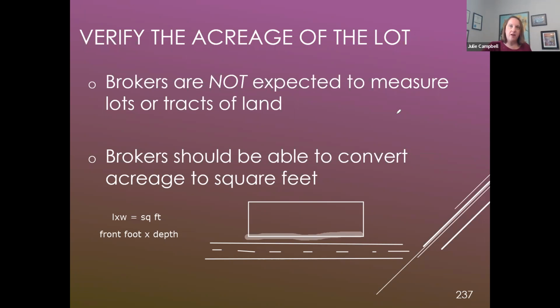The depth of the lot is how deep it is, how far back it goes. If you were to stand on the land with your back to the road, you're looking at the depth. So we would take our dimensions, length times width, and that gives us our square footage.